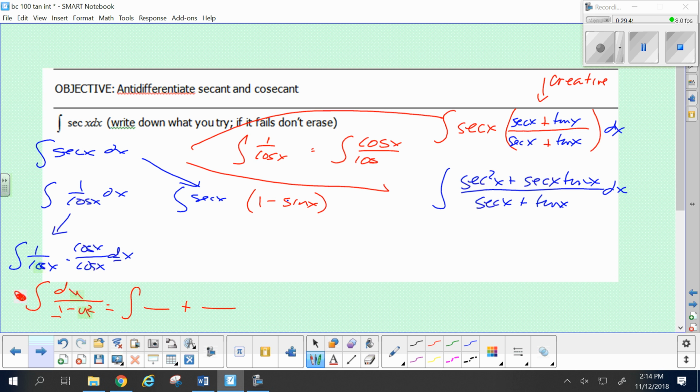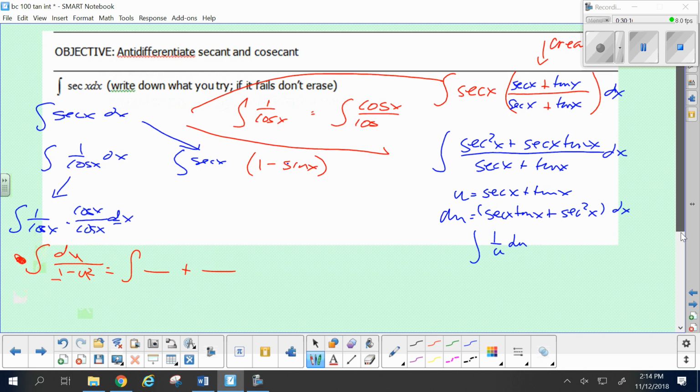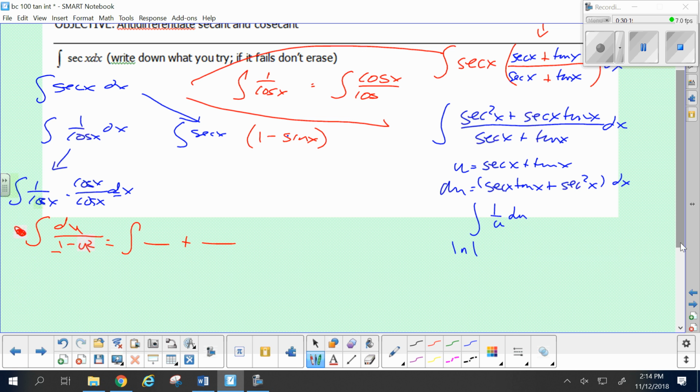So now the only question is, does that work u-sub style? Well, what would we let u equal? Secant plus tangent. And so what is du? The order is going to change, but that won't matter. It'll become secant tangent plus secant squared. And so that is the 1. It's 1 over u du. So natural log of u plus c is the natural log of secant of x plus tangent of x plus c.